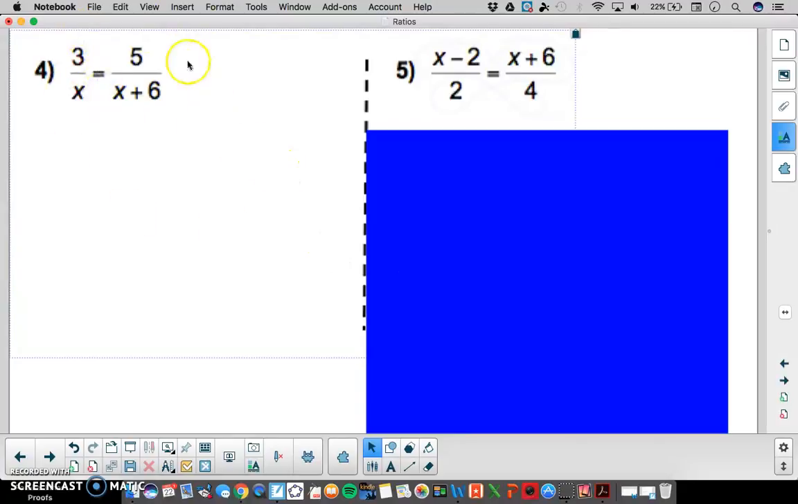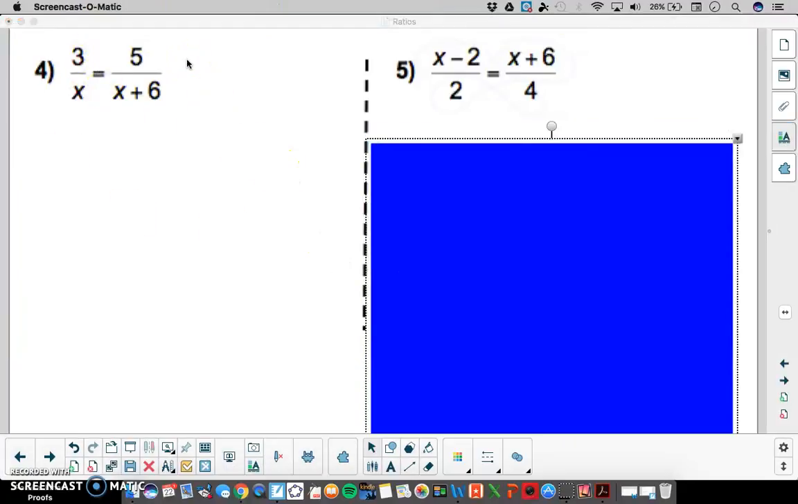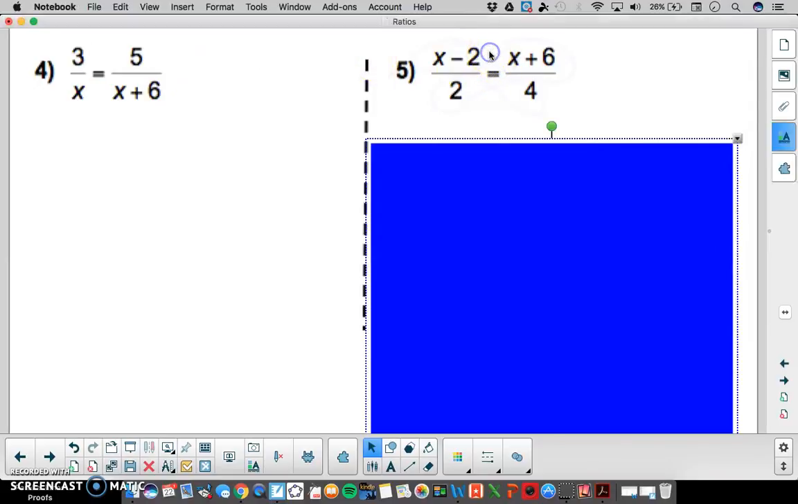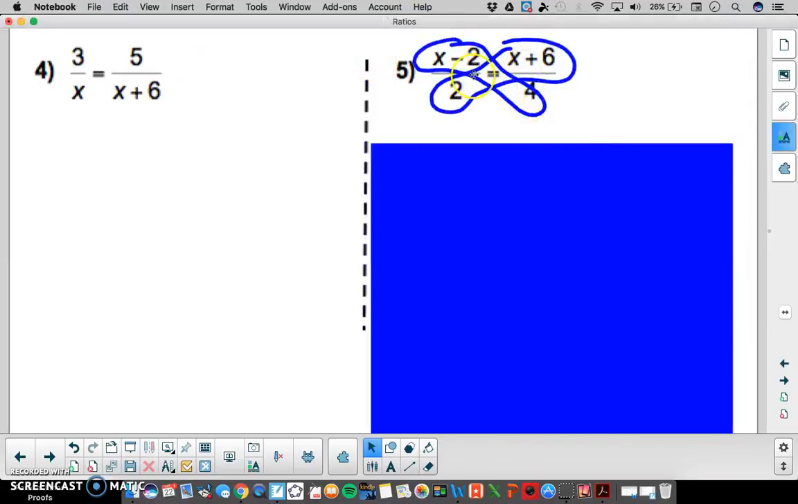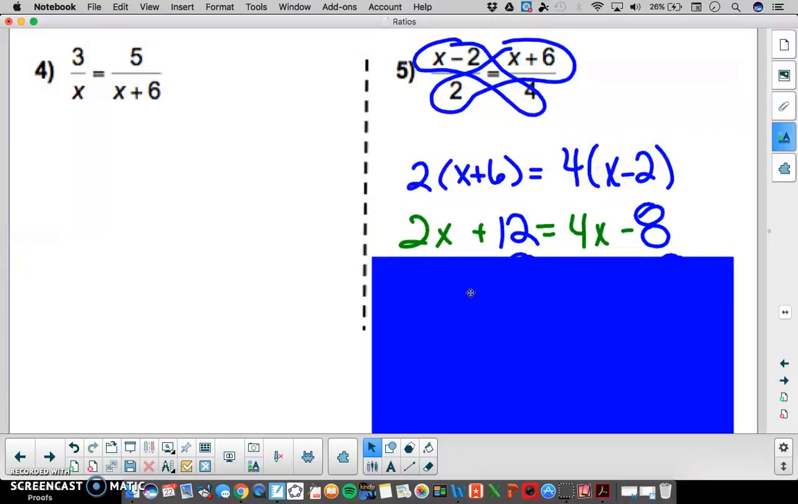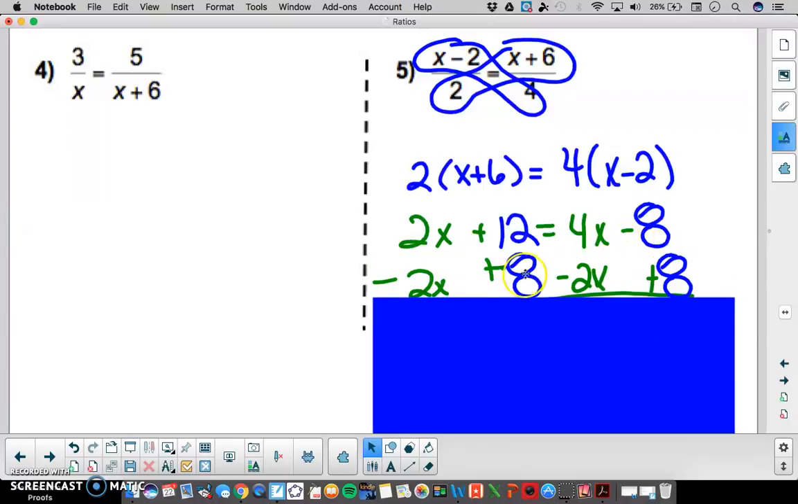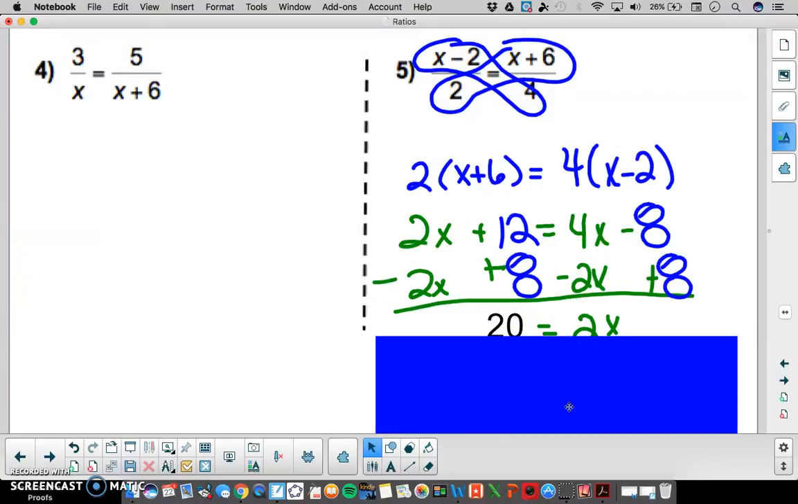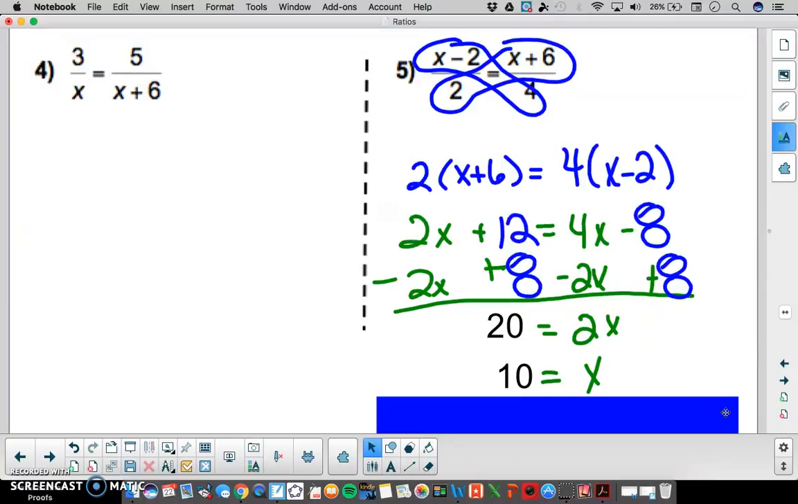Alright, number 4, I want you to try. In example 5, we're going to cross multiply. Notice that 4 is being multiplied by the binomial x minus 2, and 2 is multiplied by the expression x plus 6. So the resulting equation is going to require us to distribute on both sides of the equation. So we'll have 2x plus 12 equals 4x minus 8. We'll add 8 to both sides and subtract 2x, and we'll get 2x equals 20. Divide by 2, and x is equal to 10.